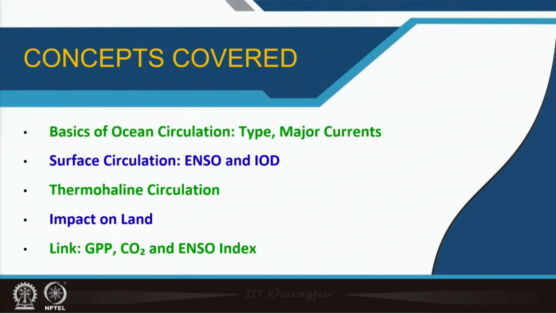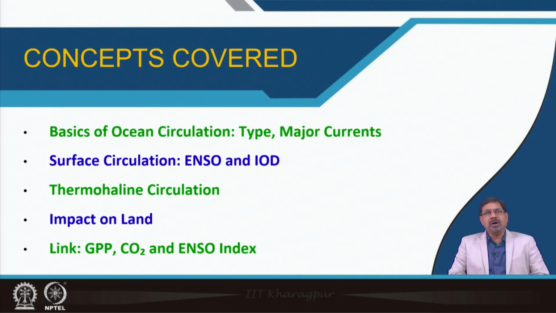Second, we will move on to surface circulation, the two dominant ones: El Nino Southern Oscillation, which we abbreviate as ENSO, and the Indian Ocean Dipole, IOD. And then we will move on to understand the thermohaline circulation. As you can understand, thermo means temperature and haline means salinity. So we will see how, on the basis of temperature, low and high, and salinity, also high and low, the circulation is driven.